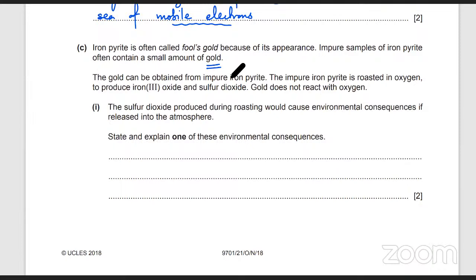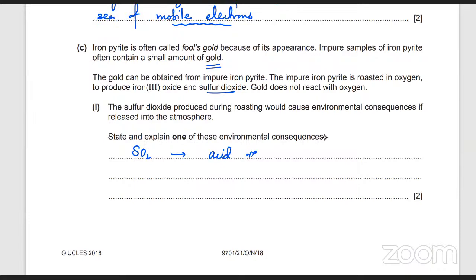The gold can be obtained from impure iron pyrite. The impure iron pyrite is roasted in oxygen to produce iron 3 oxide and sulfur dioxide. Gold does not react with oxygen. The sulfur dioxide produced during roasting would cause environmental consequences if released into the atmosphere. State and explain one of these environmental consequences. So first thing, what does sulfur dioxide do? It produces acid rain.